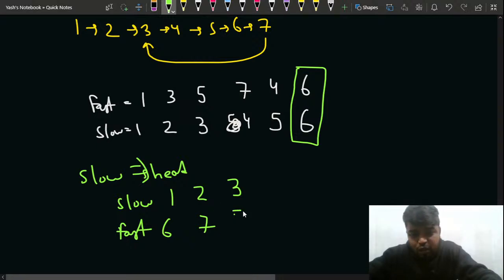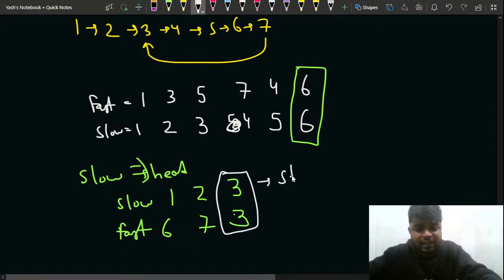Can you observe something? What is the special thing about 3? 3 is nothing but the starting point of the loop. Okay, starting point of the loop.